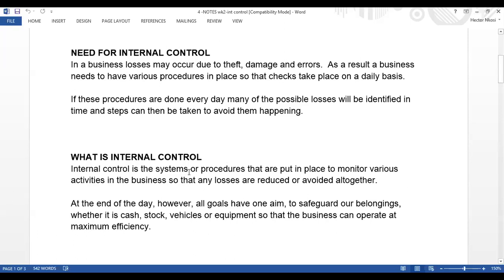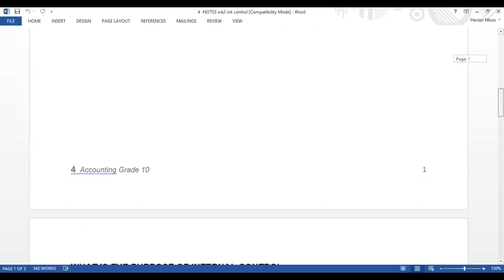So what is an internal control? I've already explained it, but let me just go through it once more. Internal control is the system or procedures that are put in place to monitor various activities in the business so that any losses are reduced, avoided or mitigated altogether. At the end of the day, however, all controls have one aim: to safeguard our belongings, whether it is cash, stock, vehicles, or equipment, so that the business can operate at maximum efficiency, basically, right? So bear in mind that internal controls are very important.